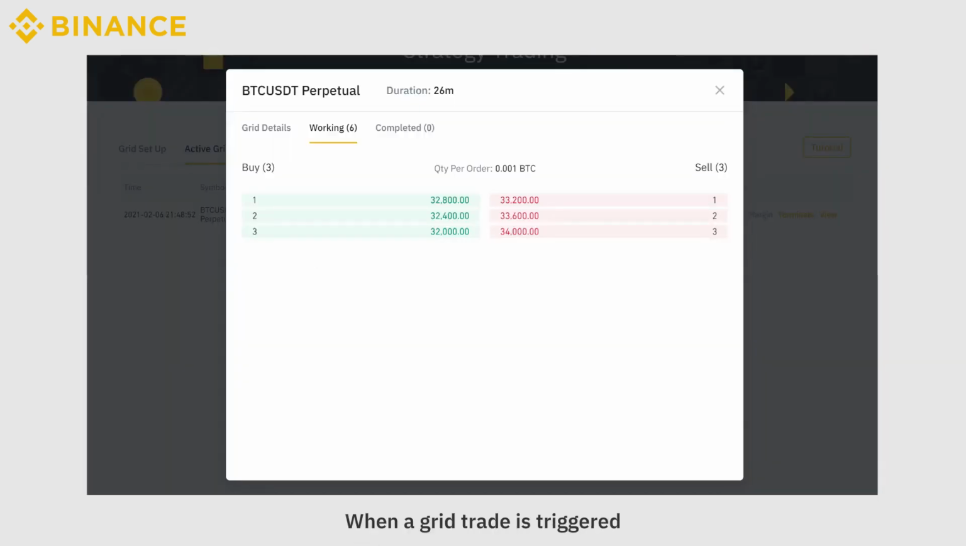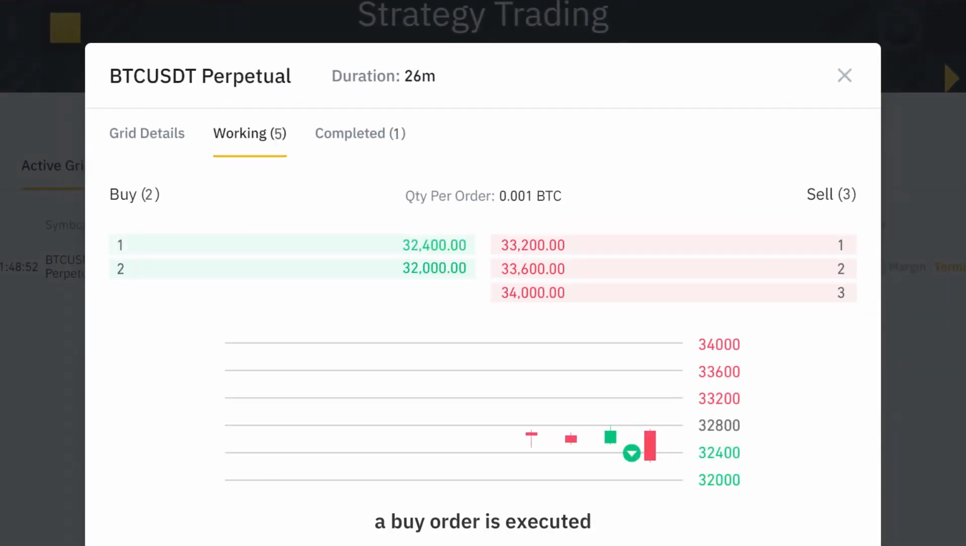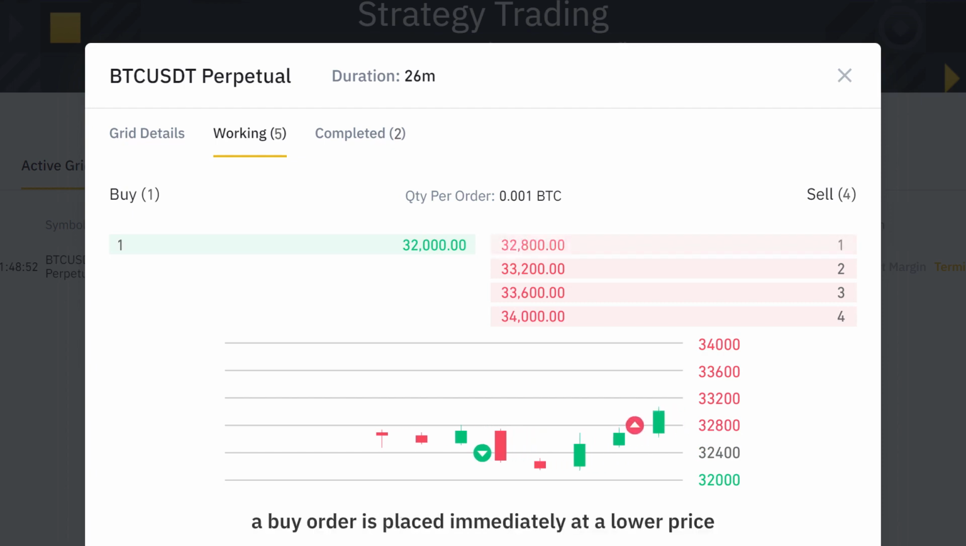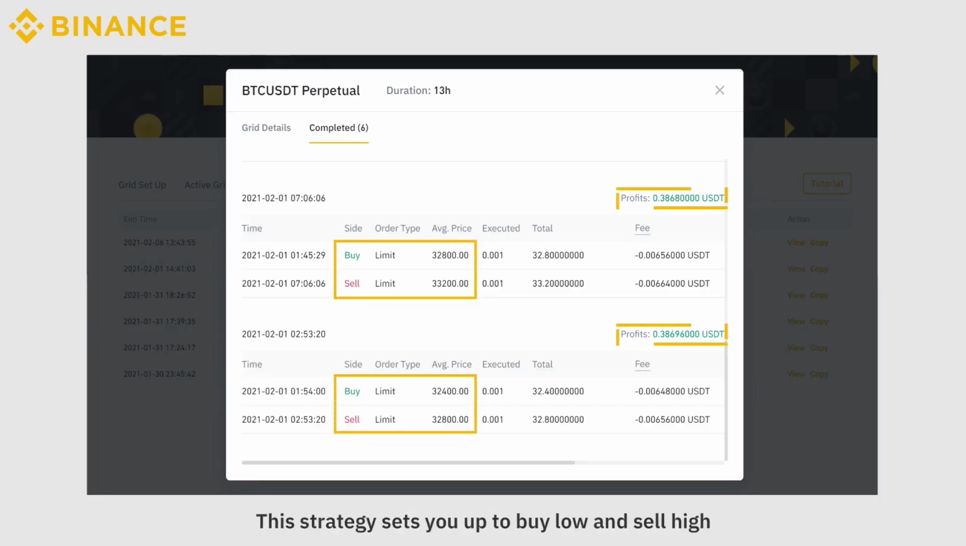When a grid trade is triggered, the system divides the asset price range into several grids, according to your parameters, and sets pending orders for each price level. When the asset's price falls, a buy order is executed, and a sell order is placed immediately at a higher price. When an asset's price rises, a buy order is placed immediately at a lower price as soon as a sell order is executed. This strategy sets you up to buy low and sell high, and allows you to make profits in volatile market conditions.